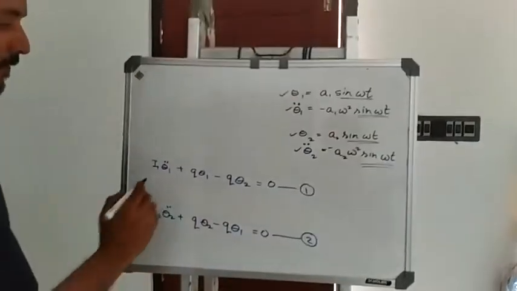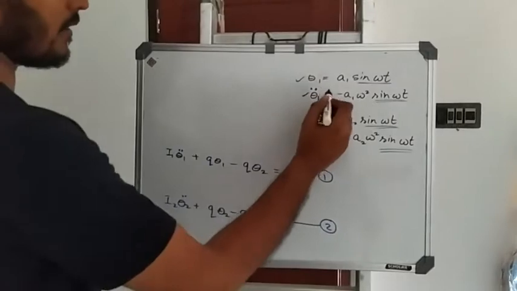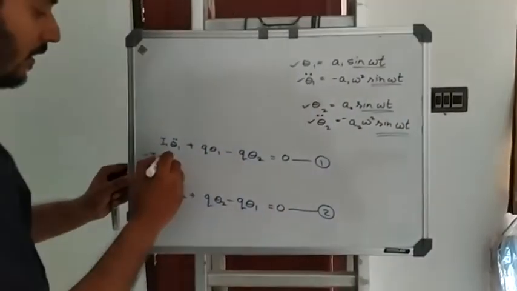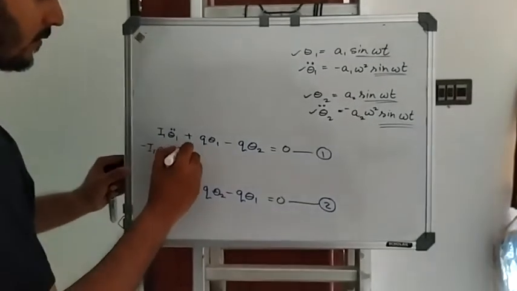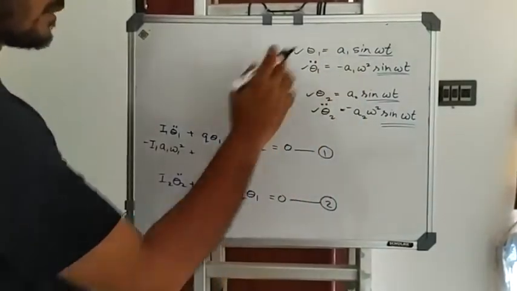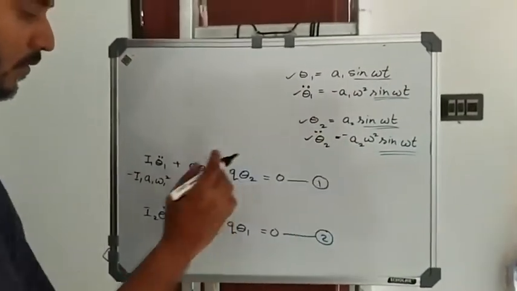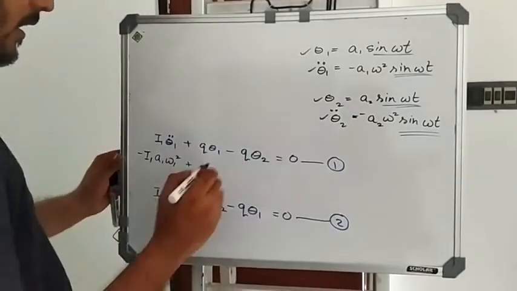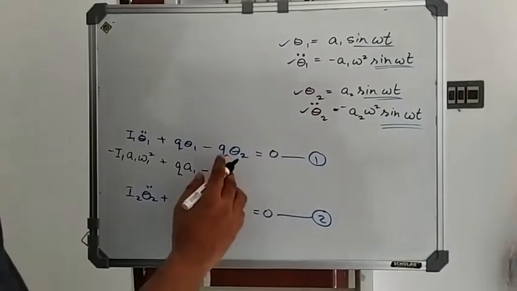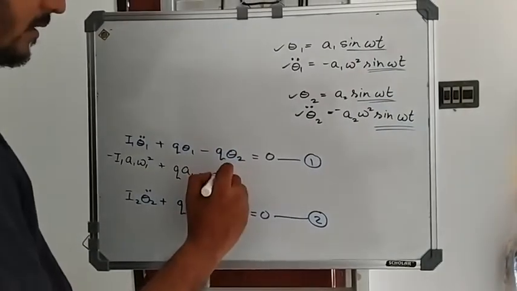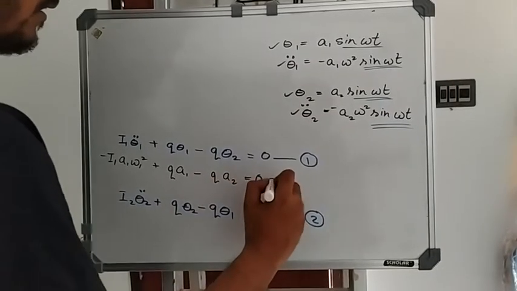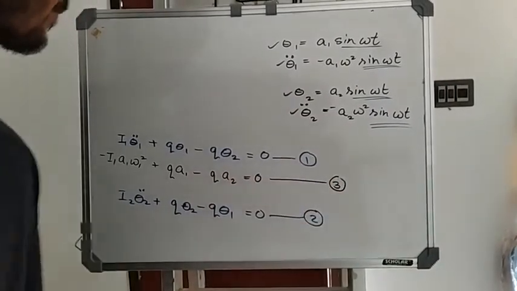Substituting these into the first equation, the first term will become what? Theta 1 double dot, we have this value. So this will be minus I1 A1 omega 1 square, plus second you have q into theta 1. What is theta 1? This is sine omega t, which will cancel, so you don't have to write that by substituting. Theta 1 will be q into A1, minus, again you have q into theta 2. That means q into, what is theta 2? This one, A2, equal to 0. Let it be equation number 3.